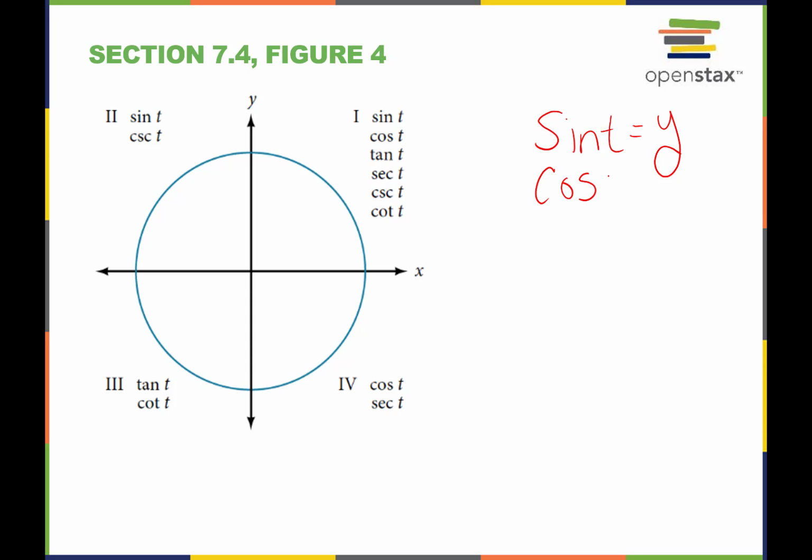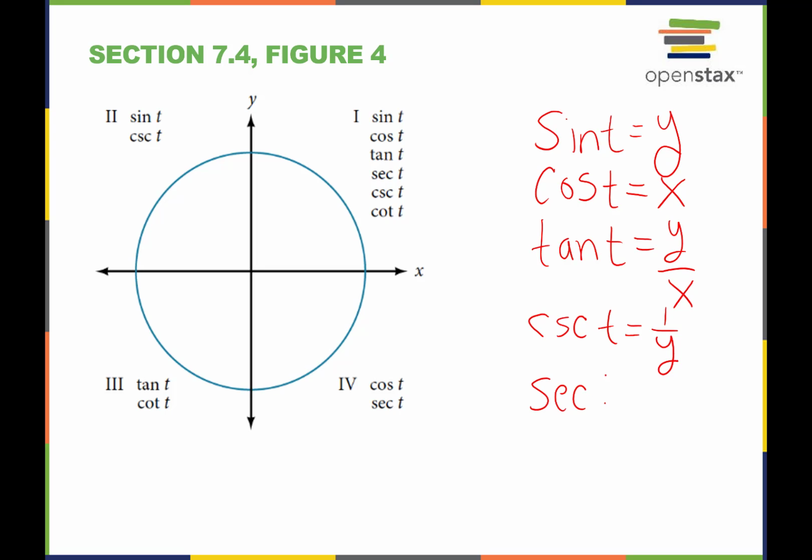The cosine of an angle is equivalent to x. The tangent of an angle is equivalent to y over x. The cosecant of an angle is equivalent to 1 over y. The secant of an angle is equivalent to 1 over x. And then the cotangent of an angle is equivalent to x over y.